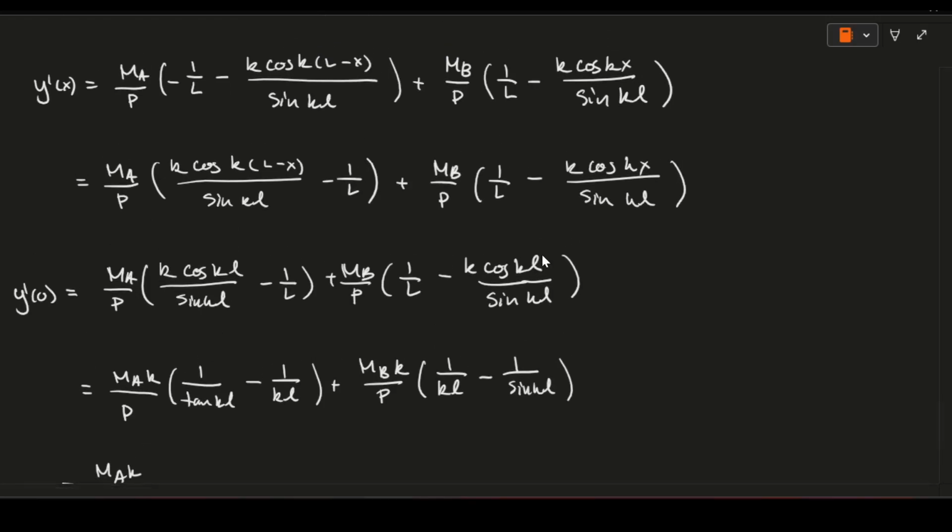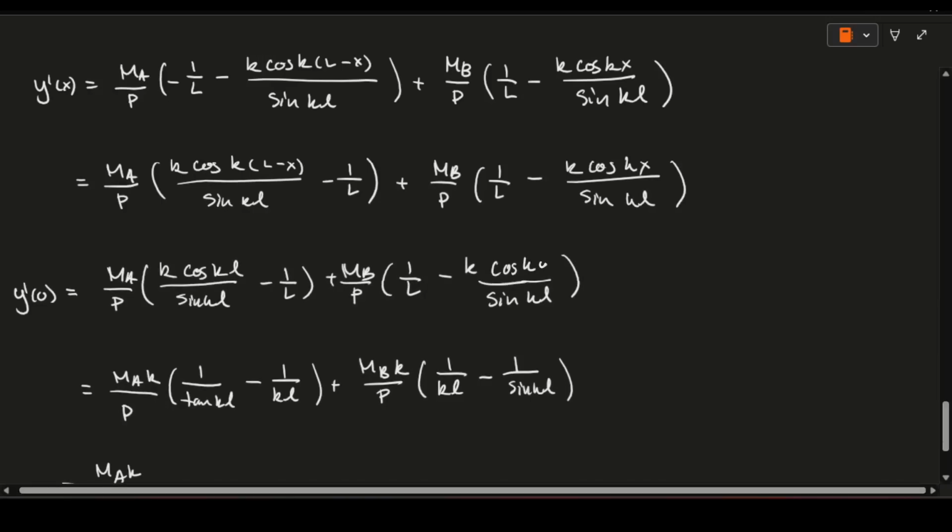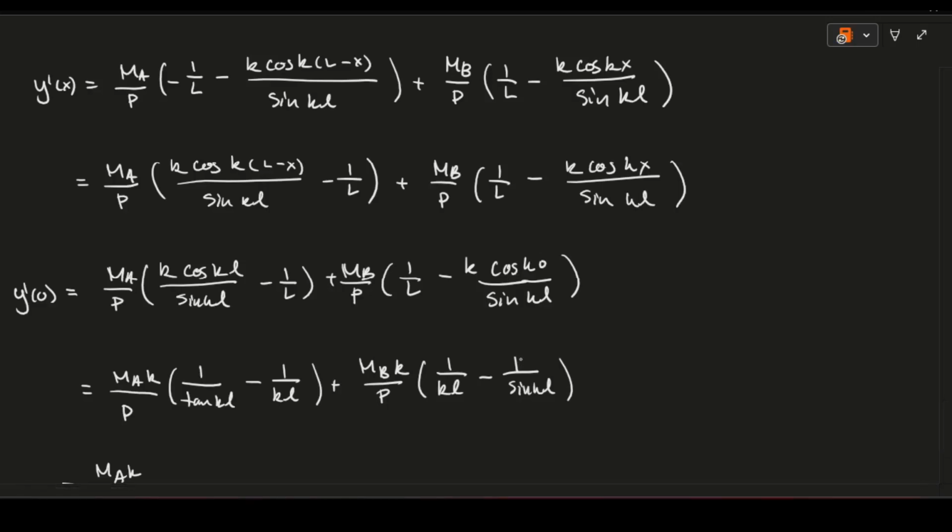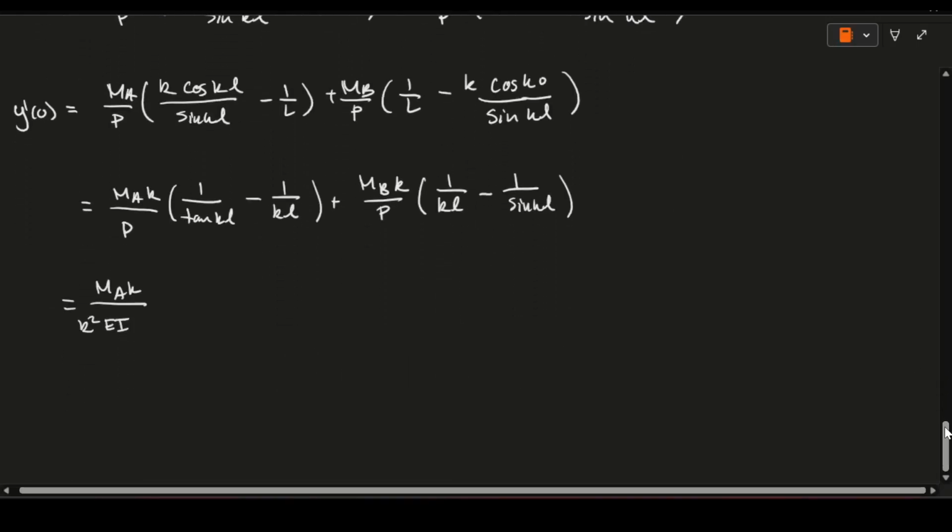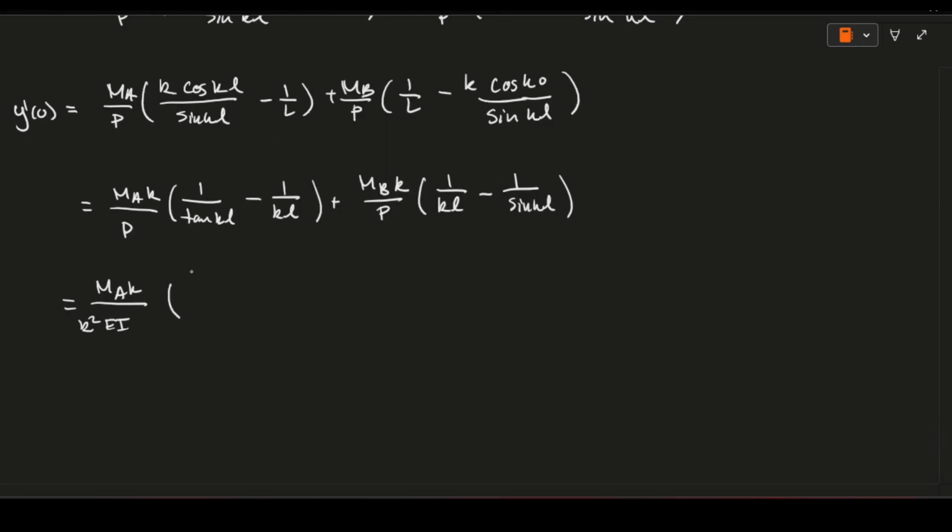Made a little mistake here. It's not KX. This should be K cosine K times 0. That, of course, is 1. That's why we get this 1 down there. So P is K squared EI. We get 1 over tangent KL minus 1 over KL, plus MB K over K squared EI times 1 over KL minus 1 over sine KL.